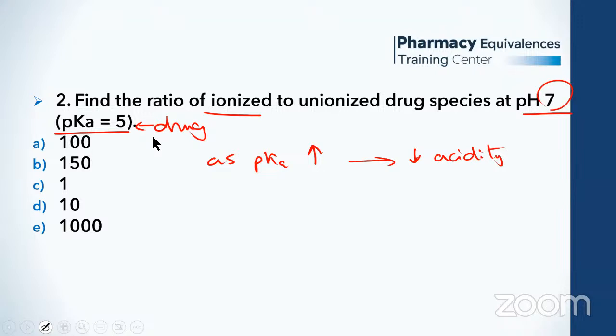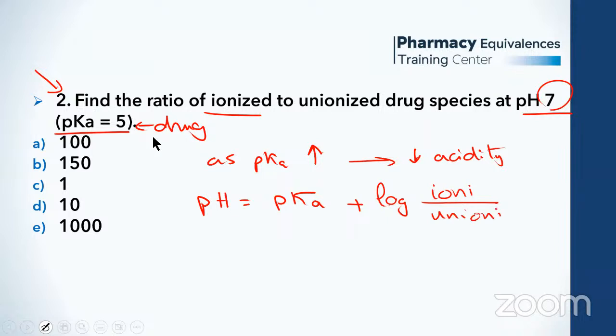Okay? How can we find the ratio here? By applying the Henderson-Hasselbalch equation, which says that pH equals pKa plus log ionized part over unionized part. The ionized part over the unionized part.